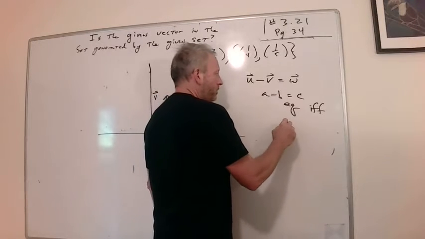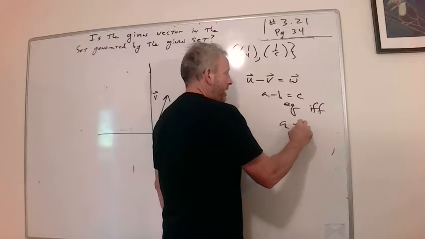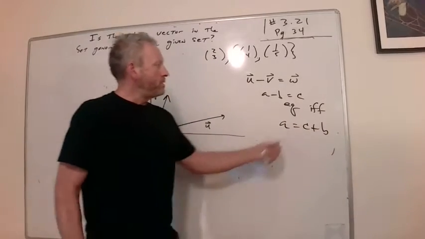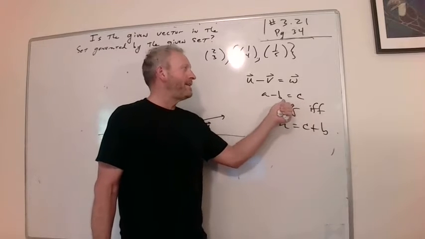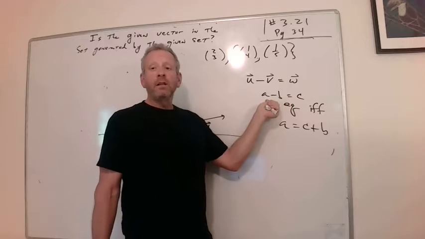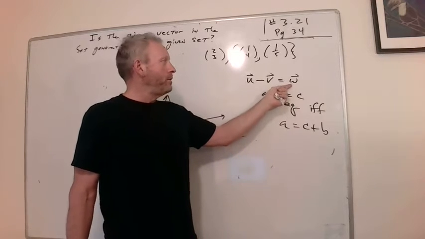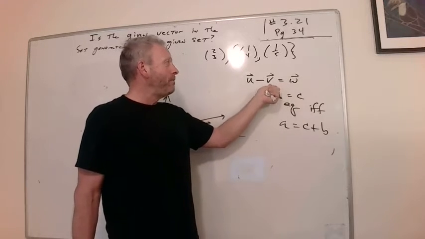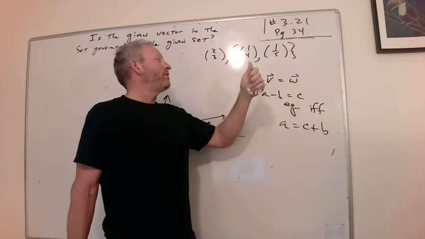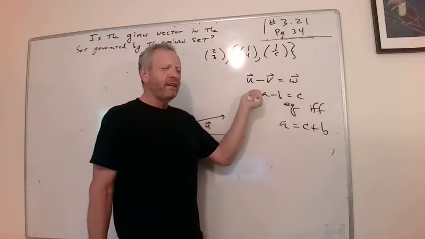So what does this mean? It's equivalent to saying that A is equal to C plus B. So this is the thing you got to add to this to get this. This is the thing you got to add to this to get this. Let's do that with vectors. W is the thing you have to add to V to get U. W is the vector you have to add to V to get U.